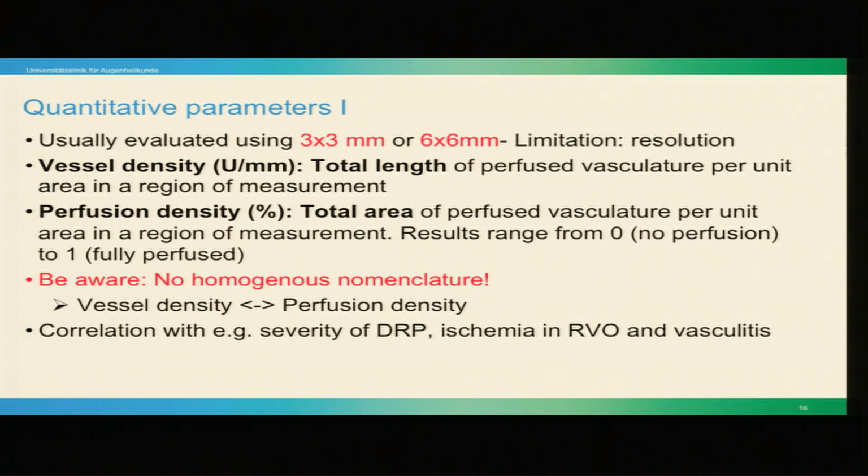And these parameters are very intriguing because they very nicely correlate with the severity of diabetic retinopathy, with ischemia in vasculitis, and also ischemia in retinal vein occlusion. But we still have to figure out what real impact these parameters have in the long run and long term.